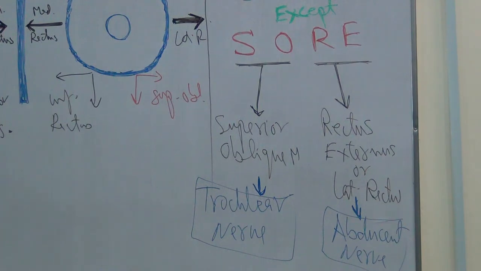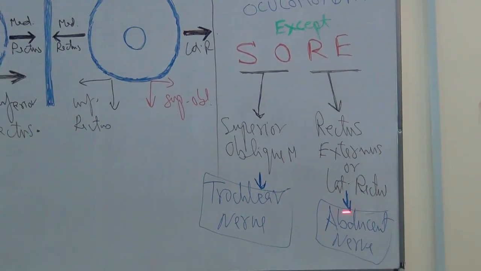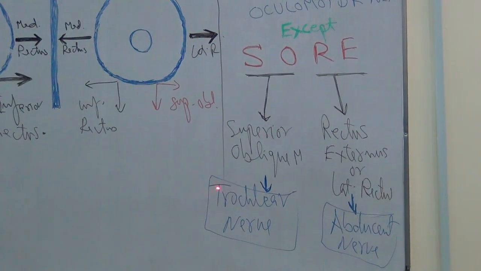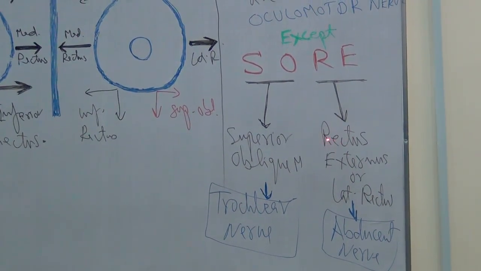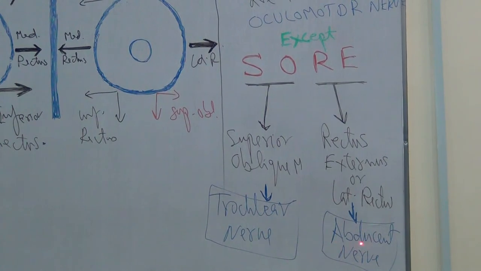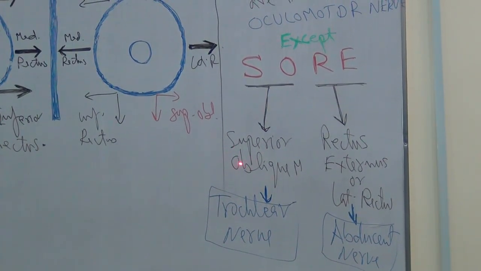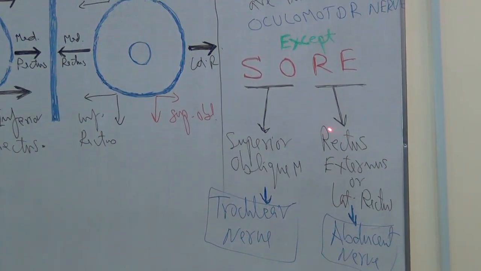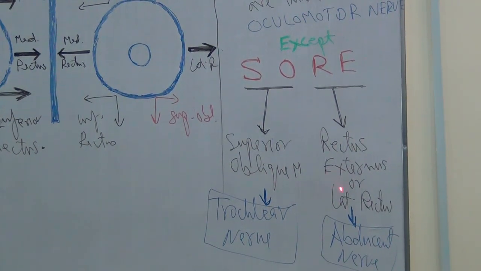So all the extraocular muscles are innervated by the oculomotor nerve except superior oblique, which is innervated by the trochlear nerve, the fourth cranial nerve, and the rectus externus or lateral rectus, supplied by the abducens nerve. Now how do you remember that superior oblique is innervated by the trochlear nerve, and that the rectus externus is innervated by the abducens nerve?